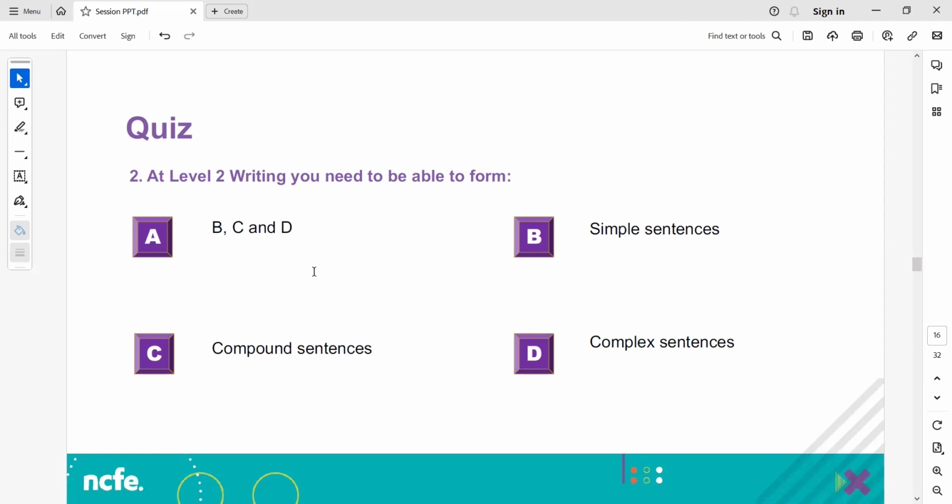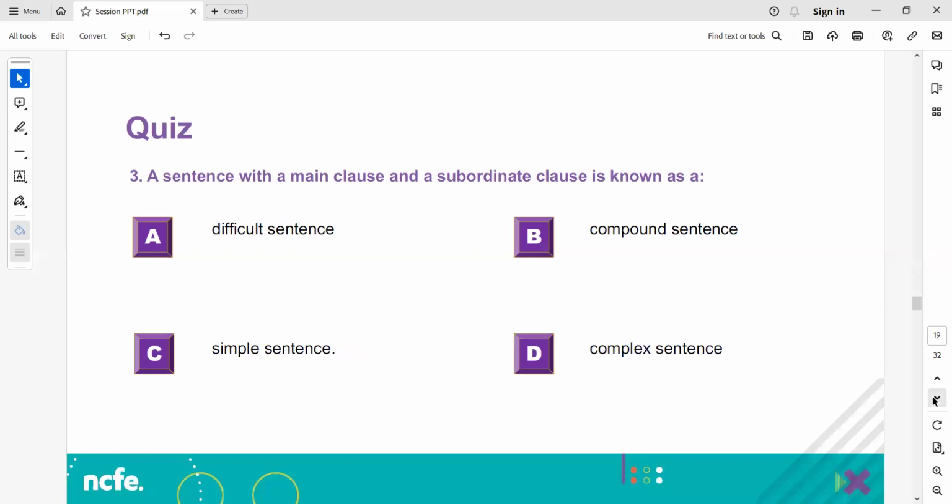So as mentioned already, we want to make our writing interesting and effective. And just using one sentence type doesn't do that. We need to be using all of those sentence types to make our writing effective. A sentence with a main clause and a subordinate clause is known as a difficult sentence, a compound sentence, a simple sentence, or a complex sentence.